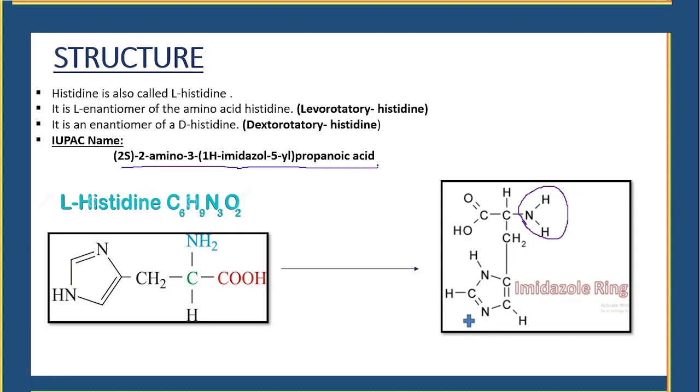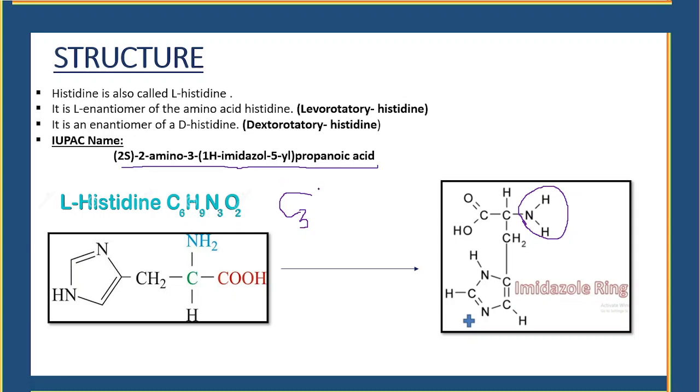Talking about the IUPAC name or the basic structure of histidine, we can easily memorize its structure by remembering its name: 2-amino-3-(1H-imidazol-5-yl)propanoic acid. Look at this structure carefully. It is basically the propanoic acid. Propanoic means a 3-carbon compound. You must be familiar with the organic compounds methane, ethane, propane, the 3-carbon compounds.